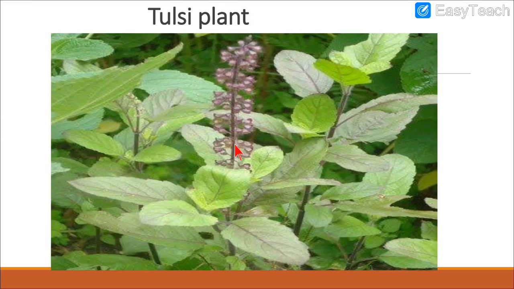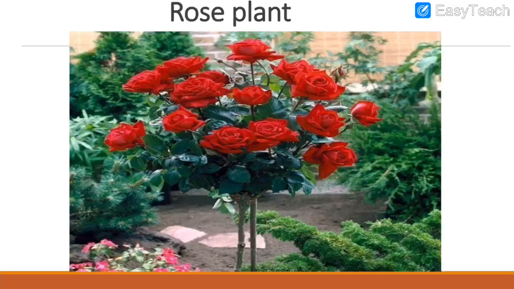So the tulsi plant is the most useful plant among the shrubs, and it has a lot of religious value for Hindus. The tulsi plant is very good to be grown in our houses. It brings prosperity and happiness in the house.